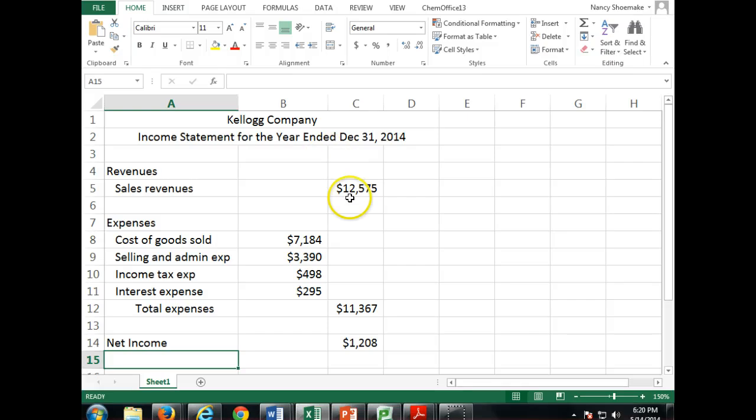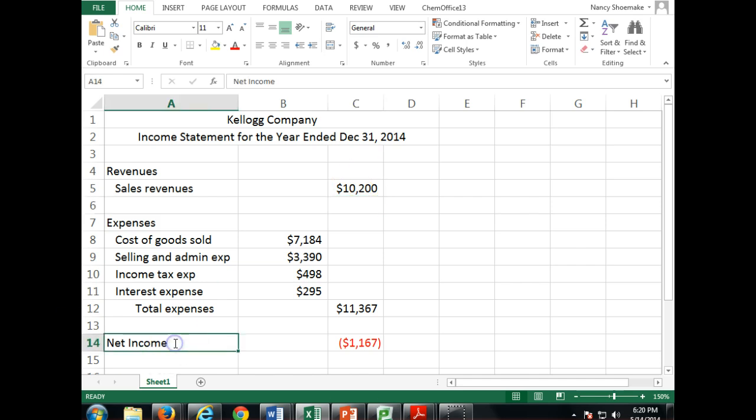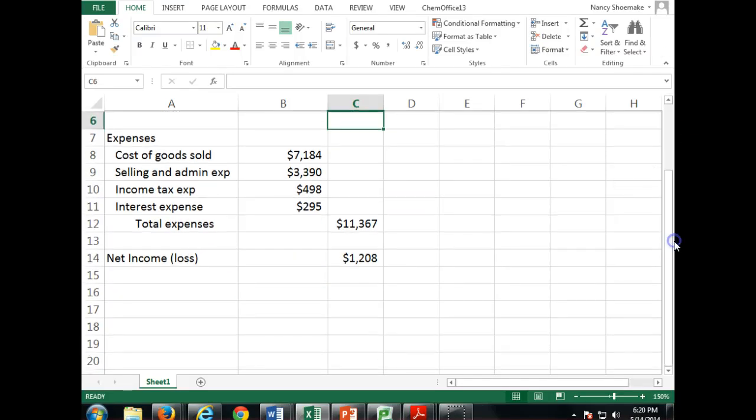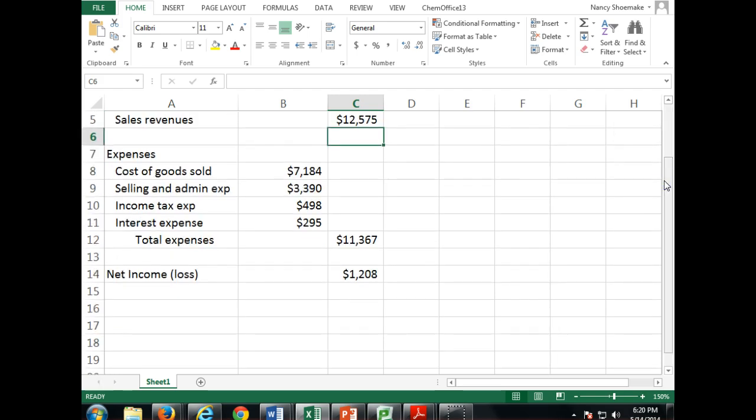Now, if this showed $10,200, then we're going to have a net loss, right? Just because our expenses there would be greater than our revenue. Make sense, guys? So this is an income statement. You're going to have something like this, and this is going to be your problem, but we're also going to have a balance sheet too. But this problem, I think, just called for an income statement, didn't it? Okay, and then what's our next one?